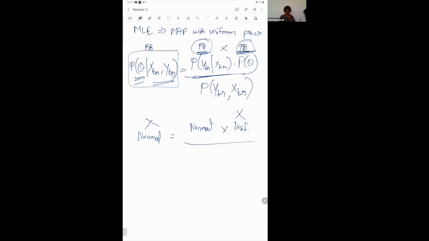So first, did everyone understand why we need conjugate distributions? And second, what are conjugate distributions? Thumbs up, please.